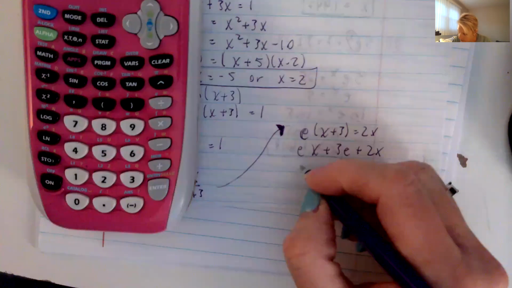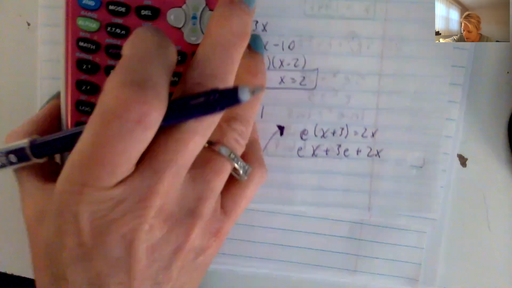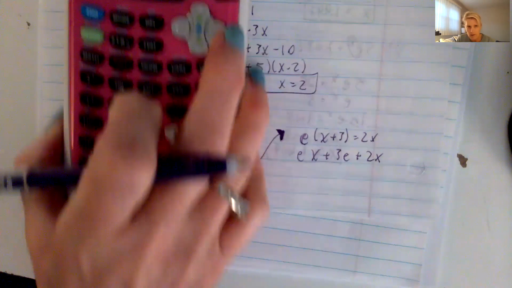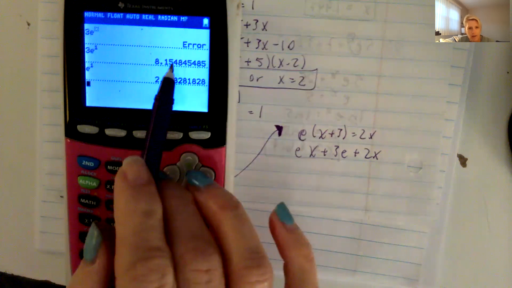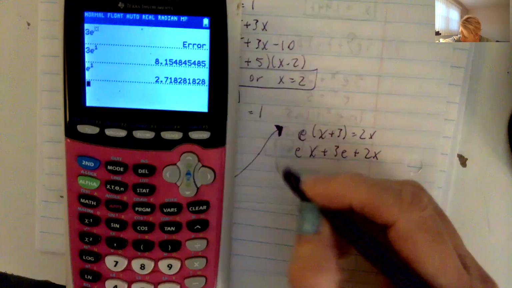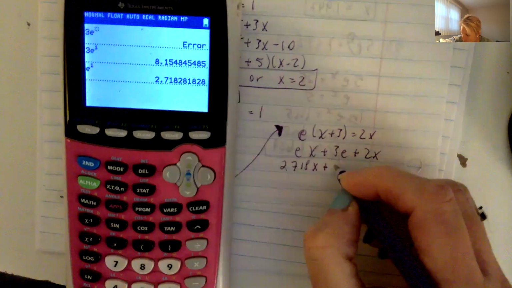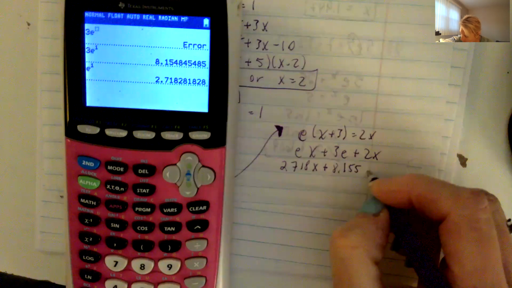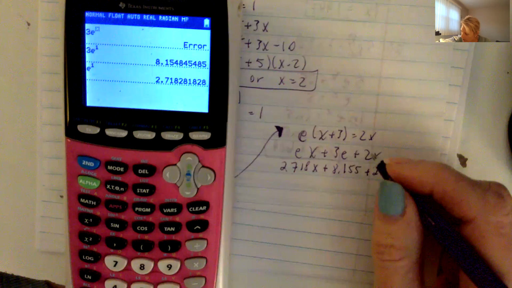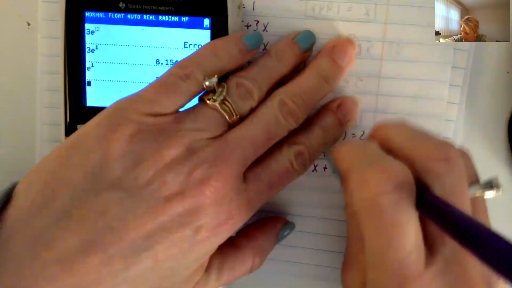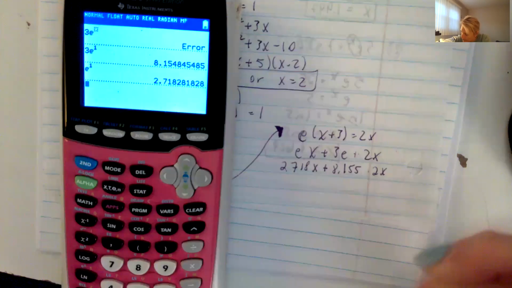It's just 8.15, and e is 2.718. I thought everybody could see this. So 3e to the 1 is 8.15, and then e to the 1 is 2.718. So this is just 2.718x plus 8.155 equals 2x. That should be equals.